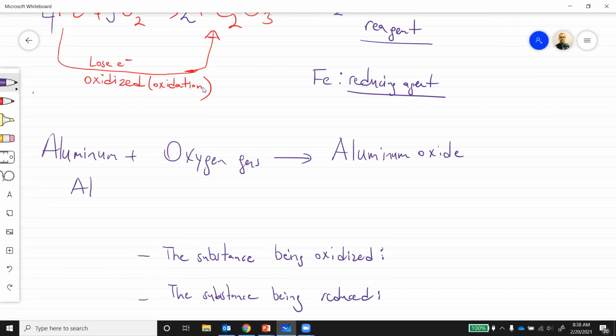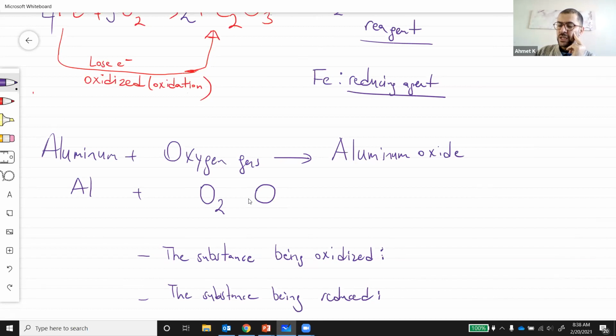What about balancing? Did you balance it? Plus oxygen gas. Should I put O or should I put O2? O2, again, because you've never seen oxygen standing by itself, right? Because oxygen is diatomic. Make sense? Okay, good. Because if you put O, it's going to mess up your balancing, right?